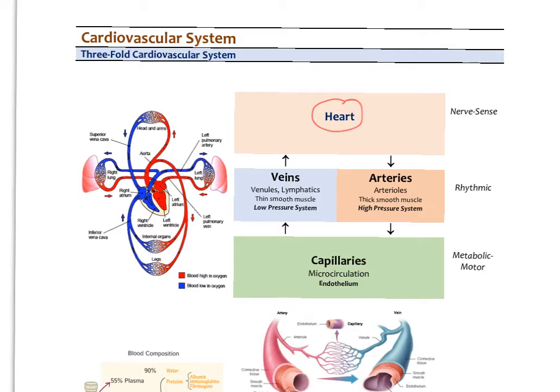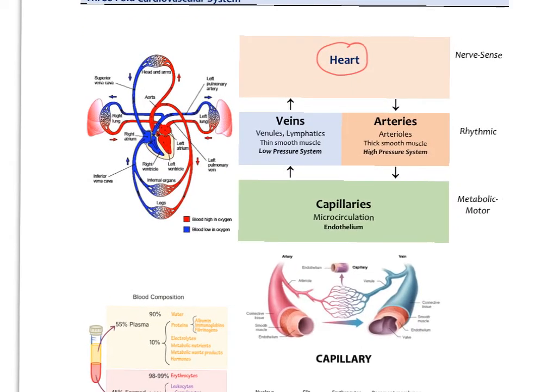At the opposite end are the capillaries and what's called the microcirculation. So that's as the blood makes its way into these very tiny capillary beds.